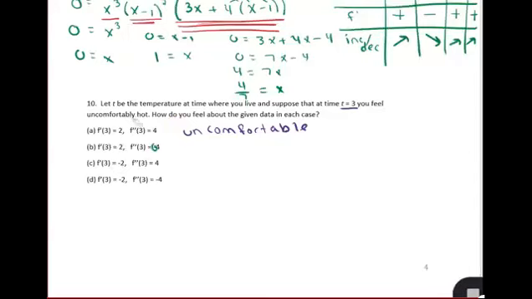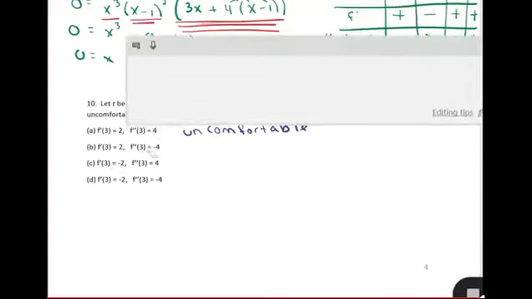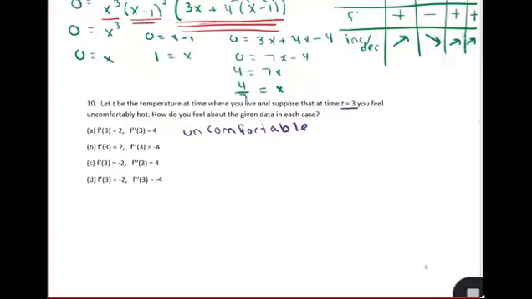However, the rate of increase is getting slower because we have that negative 4. So it's increasing at 2 degrees per hour, but that rate of increase is decreasing. So what that means is it's slowly getting warmer. You're increasing at a slower rate, so it's not getting warmer as fast as it was before. But it's still getting warmer, so I'm still going to conclude that you're uncomfortable.